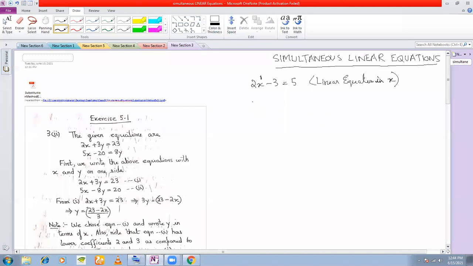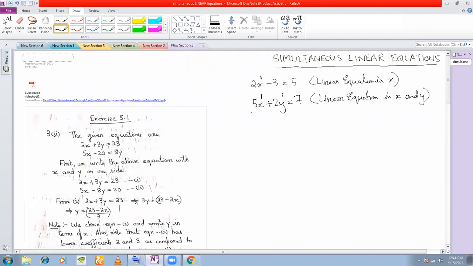Okay. Now suppose if I give you this kind of an equation, this is also a linear equation. Why is it called a linear equation? Because if you see the power of the variables here are 1. Both the power of the variable here are 1. So this is called a linear equation in x and y.